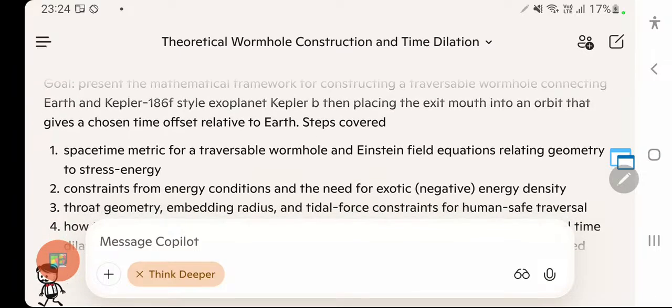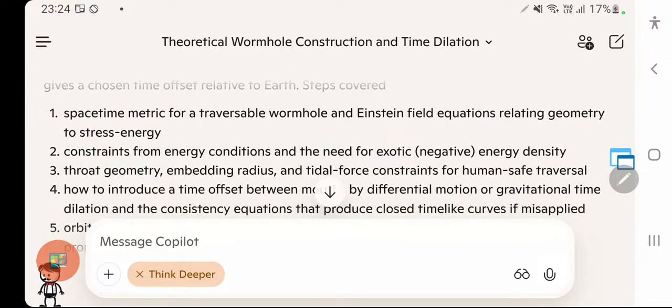Steps covered. 1. Space-time metric for a traversable wormhole, and Einstein's field equation relating geometry to stress and energy. 2. Constraints from energy conditions and the need for exotic negative energy density. 3. Throat geometry, embedding radius, and tidal force constraints for human-safe traversal.